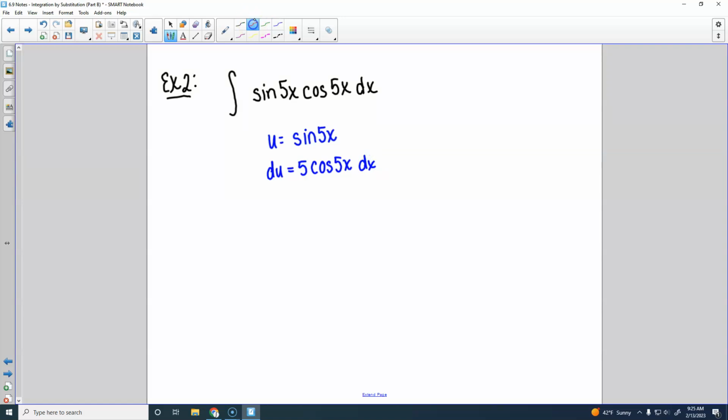So let's think about what I've just done. I made this whole thing right here u. Do I have my du that I need there? Almost, right? Because for my du, I need 5 cosine 5x dx. I've got the cosine 5x dx part. The only thing that's missing is a 5. That's just a coefficient, so I can add it in right here as long as I put a 1/5 out here.